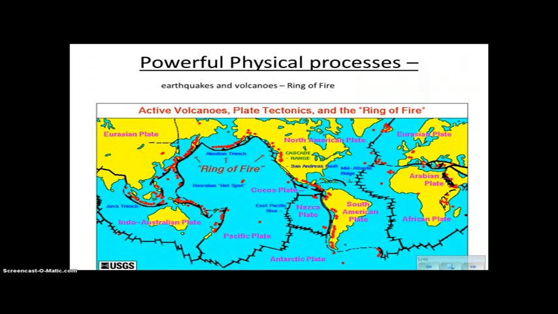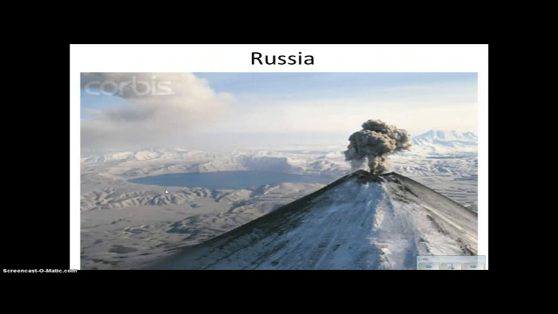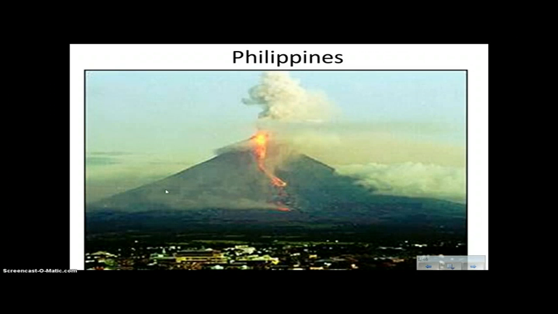How has the Ring of Fire impacted geography? Remember, the Ring of Fire is a circle of earthquakes and volcanoes surrounding the Pacific Ocean. And you can see here that there are many, many earthquakes and volcanoes in this area. And that is what created many of the islands in Southeast Asia. The landscape today is still being changed by volcanoes and earthquakes. Here are some pictures of some of the famous volcanoes in Indonesia, Russia, and the Philippines.